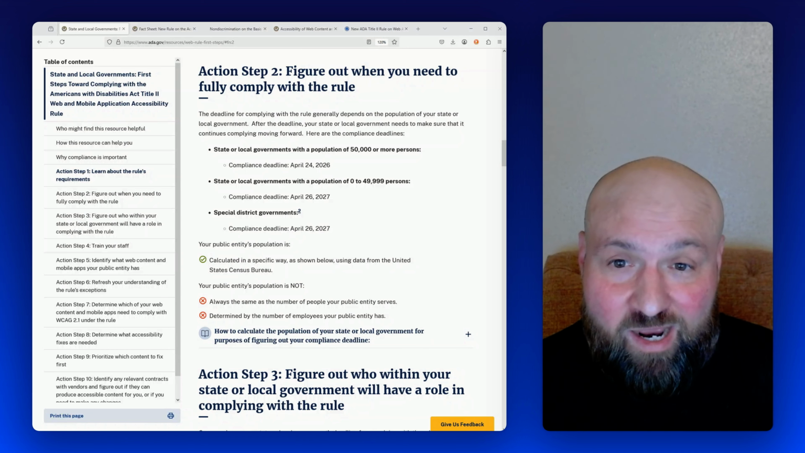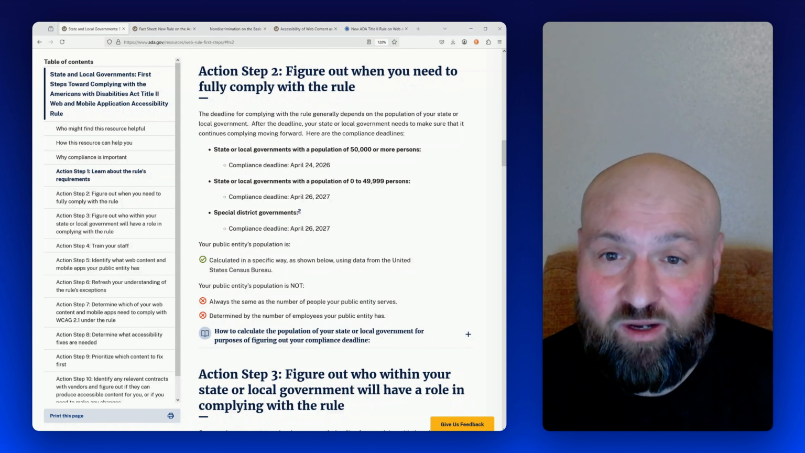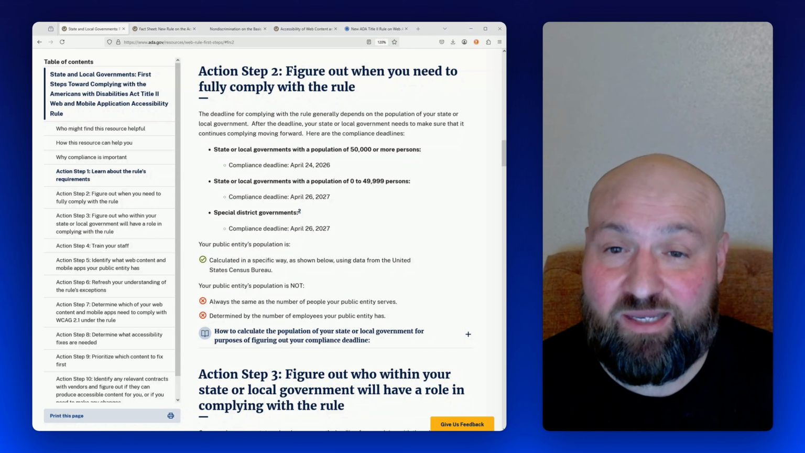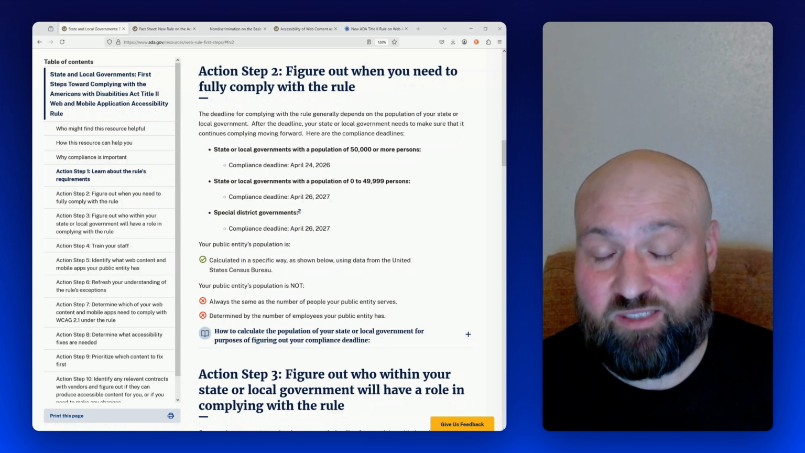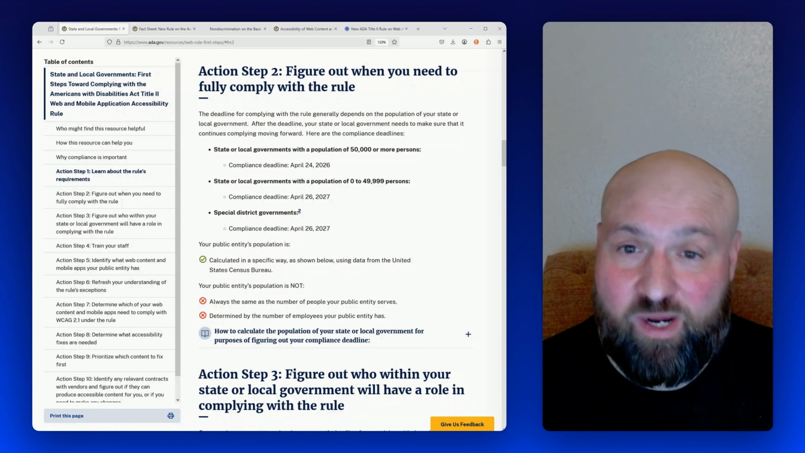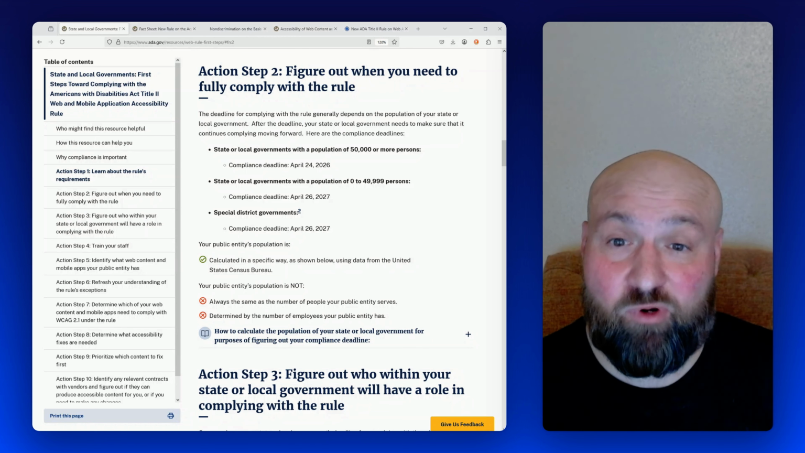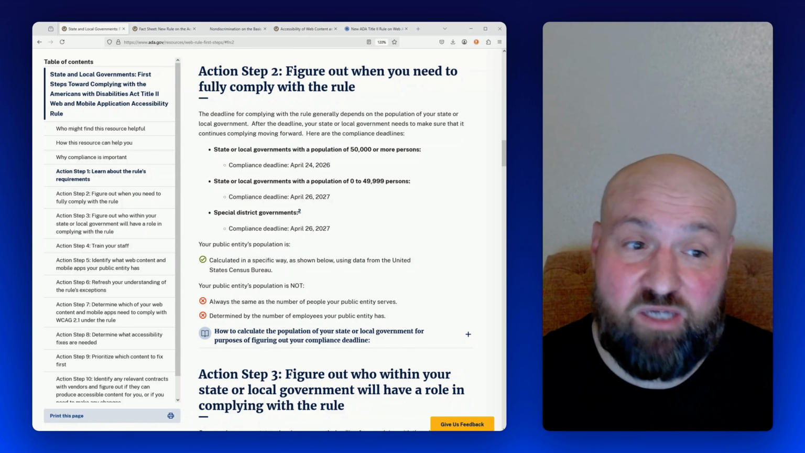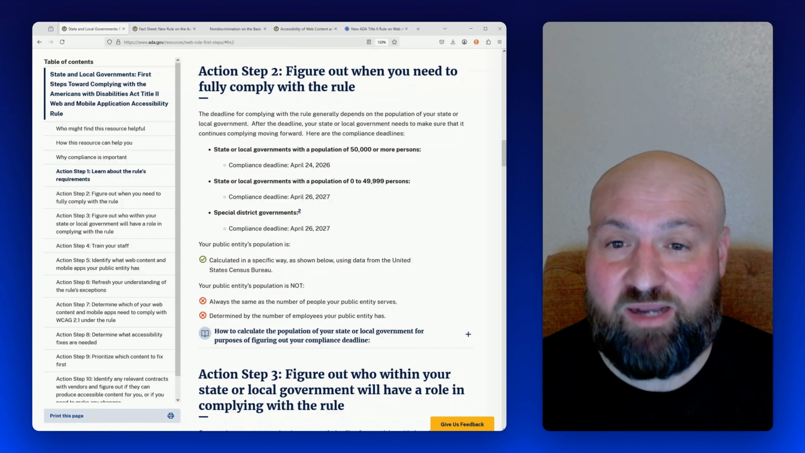And so what I know is happening is many entities are waiting on this. They're looking at the compliance deadline. They can see that it is far into the future, so they're waiting. You do not want to wait on this. Be proactive, because if you wait until a few months before the deadline, what you will find is that you are going to run out of time, and everything's going to be in a rush. It's going to cost more. So go ahead and be proactive with this.